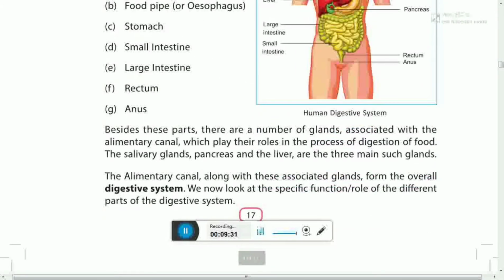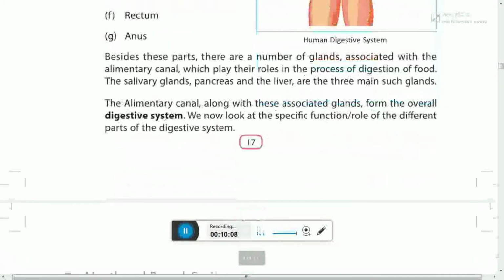Besides these parts, there are a number of glands associated with the alimentary canal which play their roles in the process of digestion of food. Just the salivary glands, pancreas and liver are the three main such glands. The alimentary canal along with these associated glands form the overall digestive system. We now look at the specific function role of different parts of digestive system.